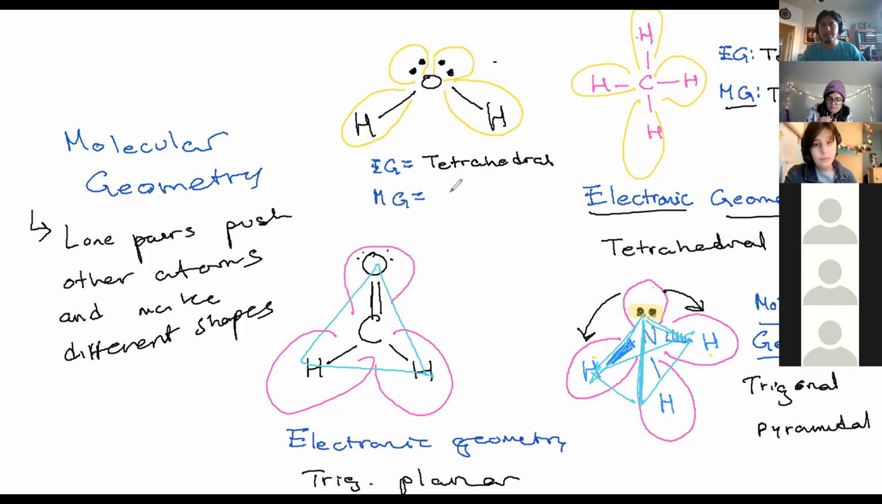Wouldn't it be bent? It's bent, right? So this one is fairly easy. It might be a little bit easier to find out what the molecular geometry is. Just looking at what kind of shape it makes, it looks bent, so you guys can figure out, oh, this is a bent molecular geometry. Does this make sense to you guys? Everybody good with this? I feel like now you guys have gotten the grasp of this.